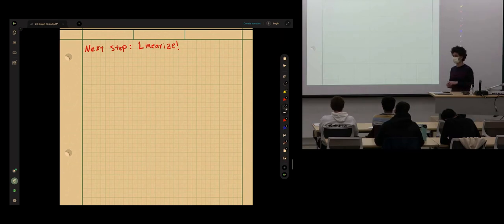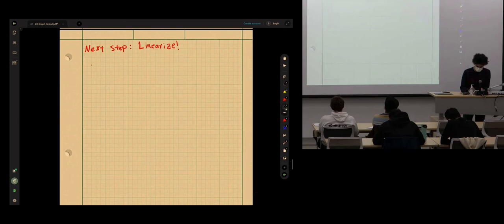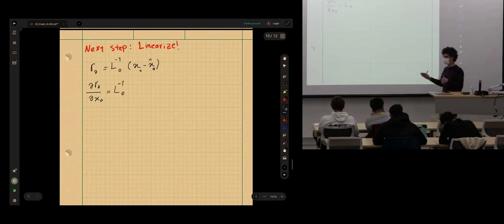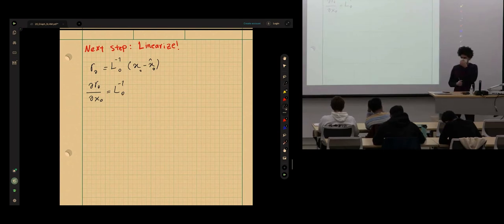So we don't linearize the quadratic term because it's least squares. We linearize the residual, right? We go ahead and write down the residual for the prior, which is L inverse times x minus its mean. So if it's not weighted, the derivative is just the identity, but if it's weighted, the weight matrix is the derivative.